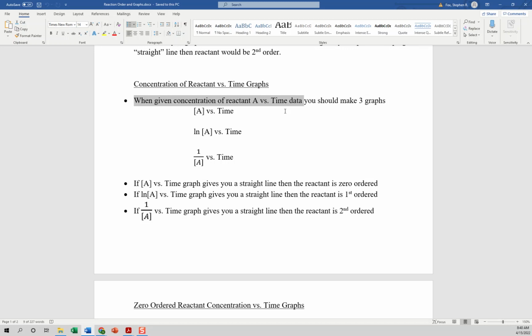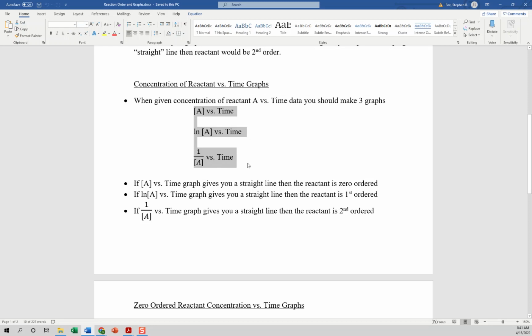So if you're given molarity, absorbance, or partial pressure versus time data, you can figure out the reactant order by making three different graphs. These are the three graphs. It says concentration of A versus time, but it could be absorbance of A versus time, or partial pressure of A versus time. If you're given amount versus time data, you would make three graphs, and what you're looking for is which graph gives you the straight line.